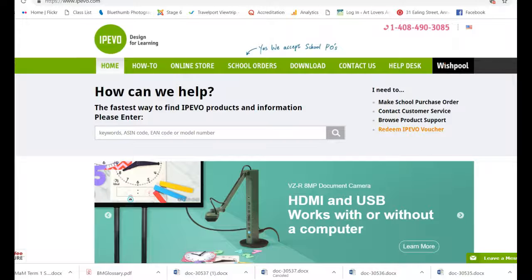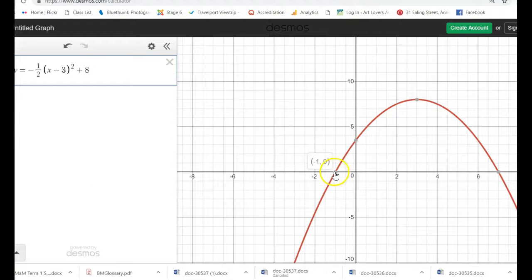So once again, here's one that's prepared earlier. So we've got negative 1, 0 and 7, 0 as our two x-intercepts. 0, 3.5 is our y-intercept, and 3, 8 as our turning point. So that's basically it. Pretty easy to quickly do a sketch of a quadratic in turning point form.